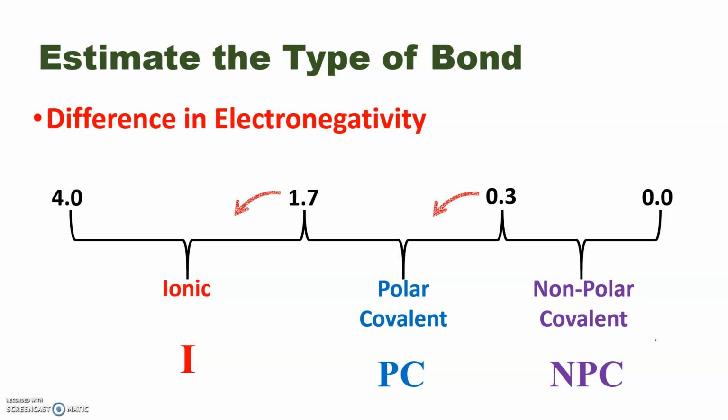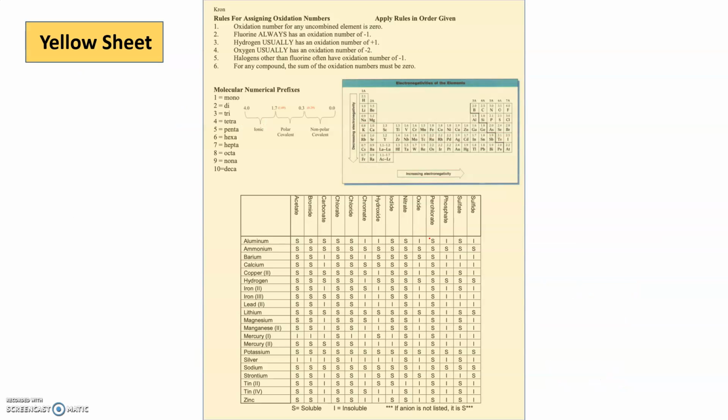And one quick thing to note, if you're observant and asking questions here, you might say, well, what if my difference lands right on 1.7? Which way does that go? Does it go this way or this way? And the answer is they always fall to the left. So if you get 1.7, that's ionic. If you get 0.3, that is polar covalent. So that's how we'll treat those.